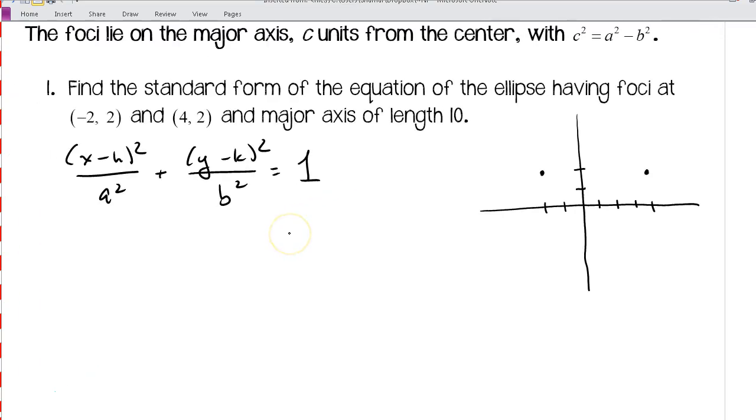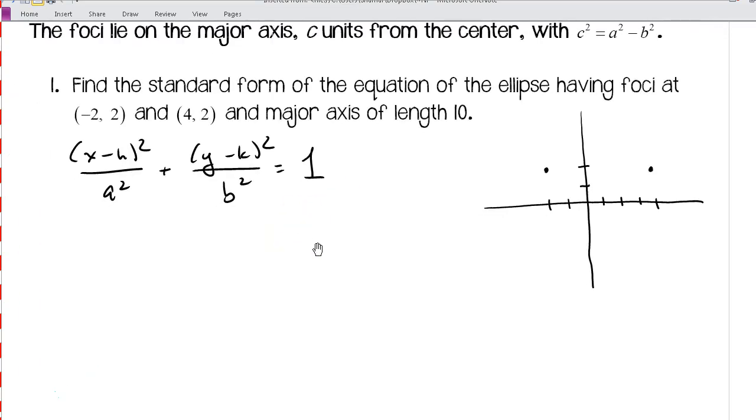So now that I have my foci graphed, I know that my center is going to be halfway in between there. So I know my center has to be right in the middle. Remember, the middle is like an average, and to find an average of two things we just add and divide by 2. So the center is going to be at (-2 + 4) divided by 2. That's the average of the x values. And then (2 + 2) divided by 2.